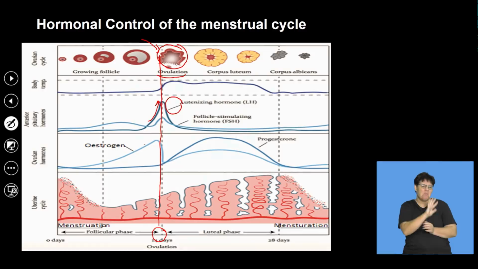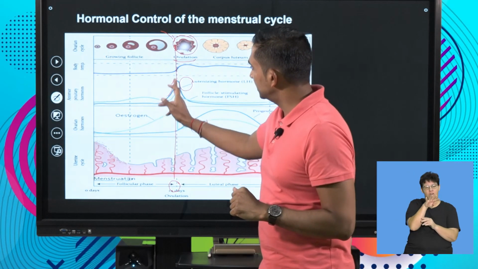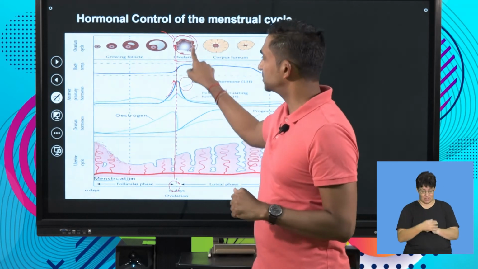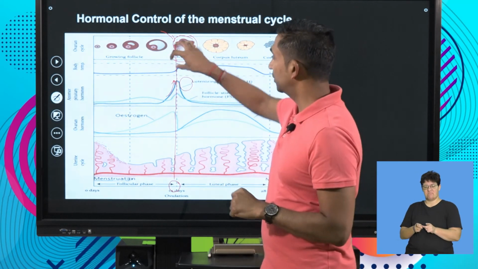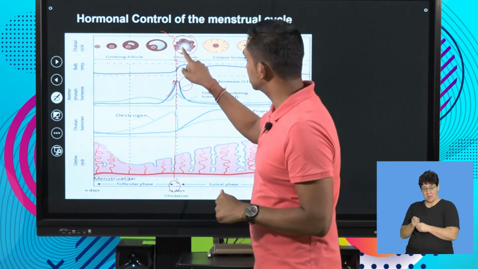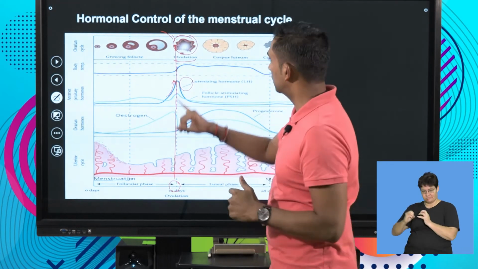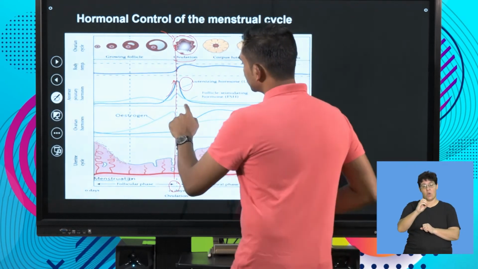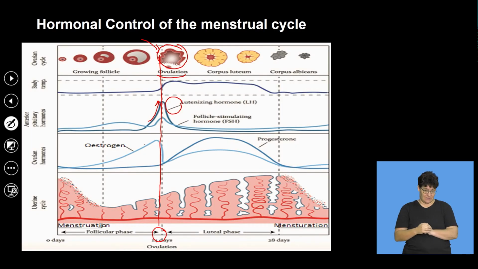So as soon as we get to day 13, we see a radical increase in the LH levels, which then causes the rupturing of the follicle. And when that follicle ruptures, it releases the egg, and this has an effect on the hormone levels. So we see now that when LH peaks, the level of progesterone begins to increase.